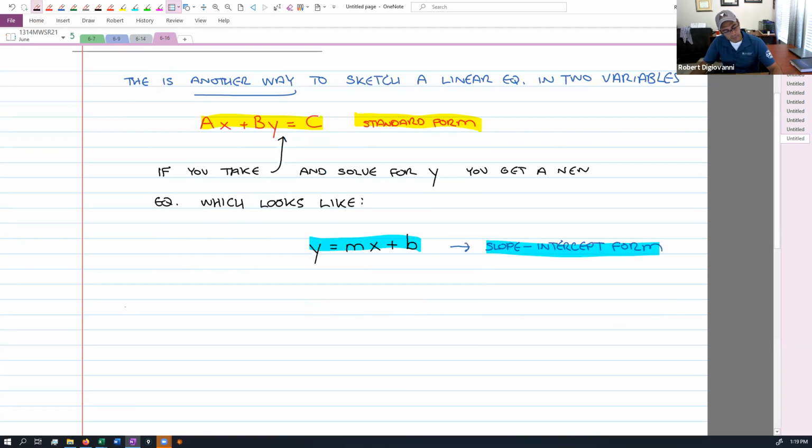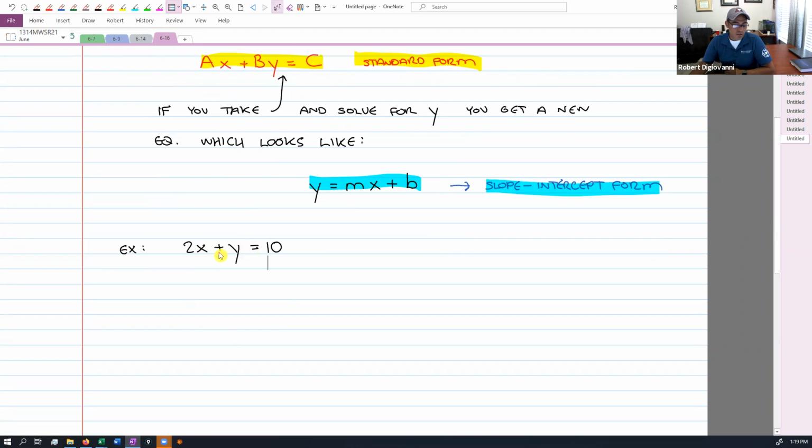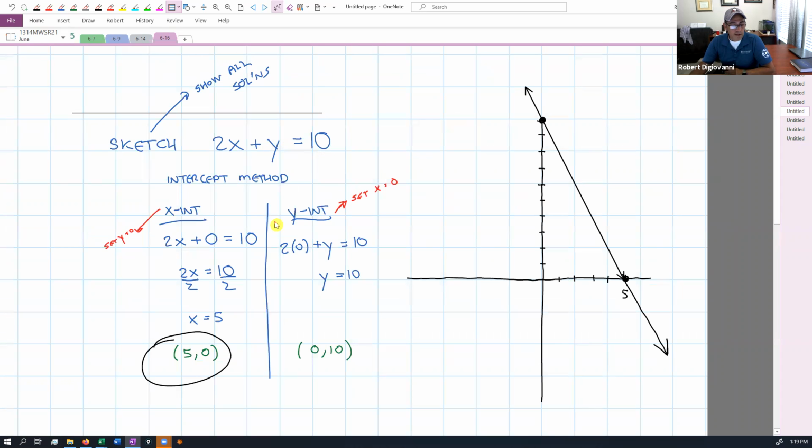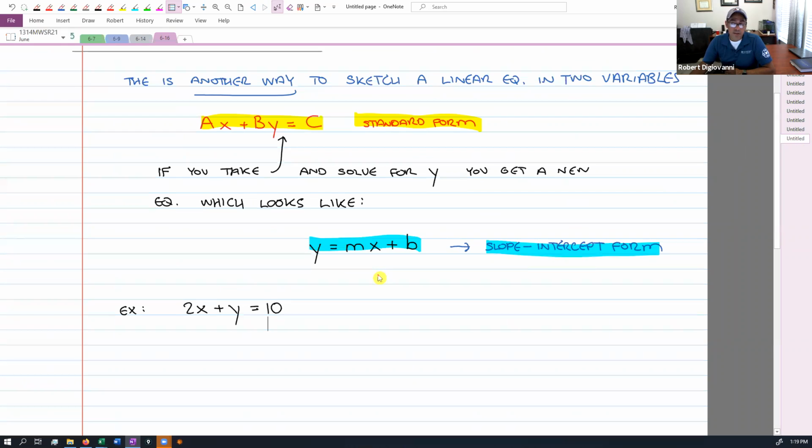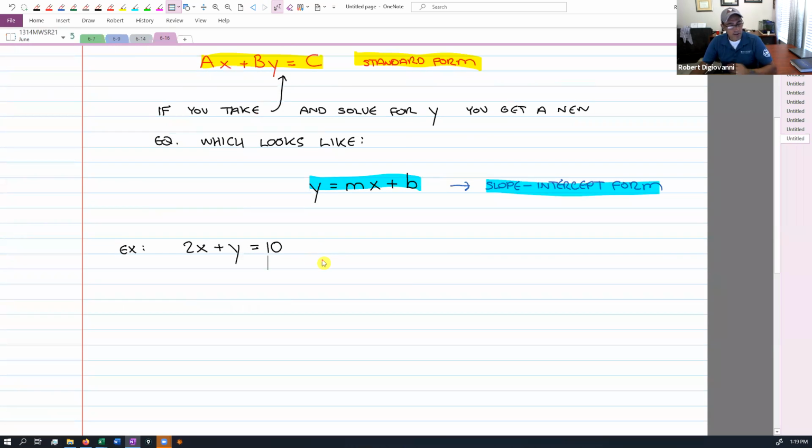So for example, let's take the first problem that we graphed. Remember we did this problem? It was the first one we did together. I said, hey, let's sketch this. And we did the intercept method and we got our 2 points, drew a straight line. The other way we can sketch this line is to first turn it into what's called its slope intercept form, which just means solve for y. So if I wanted to get y by itself right here, I would subtract 2x on both sides.